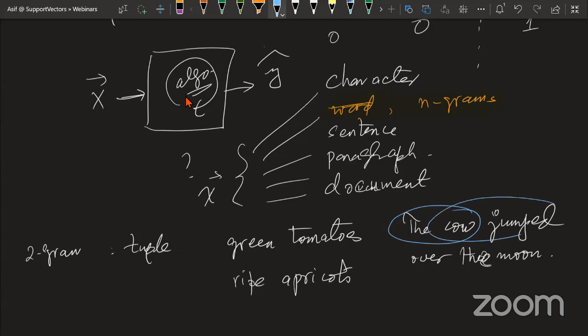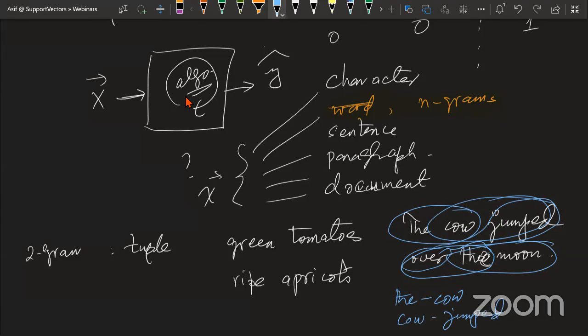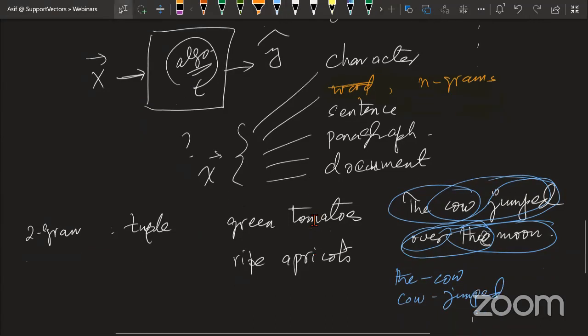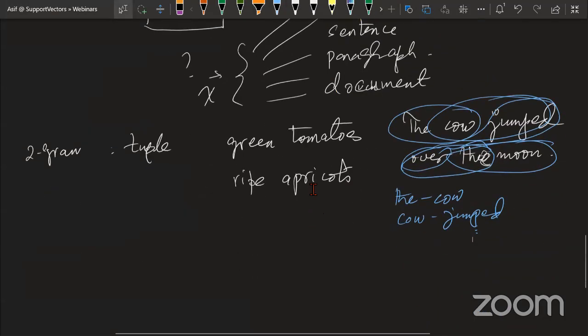You take every two adjacent pairs and they become your bigrams: the cow, cow jumped, and so forth. Those are your n-grams, in this case bigrams, and you can continue on and make trigrams and 4-grams and so forth.